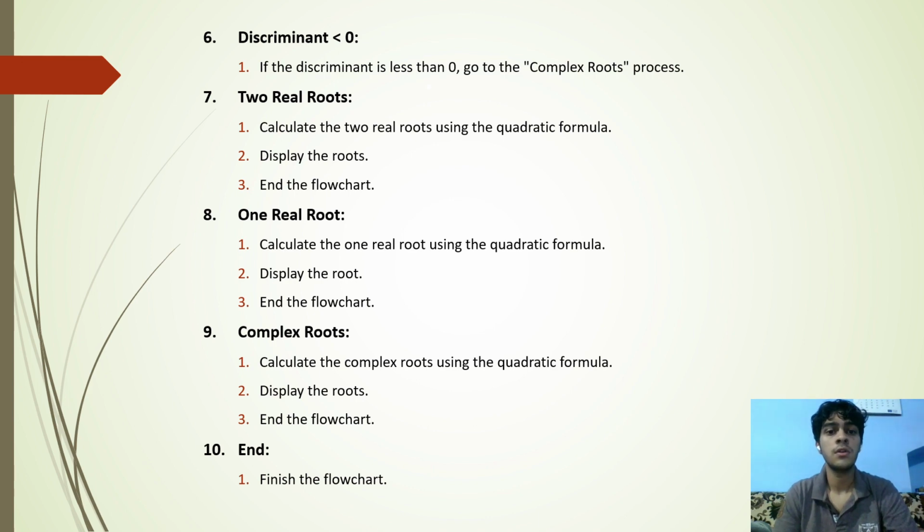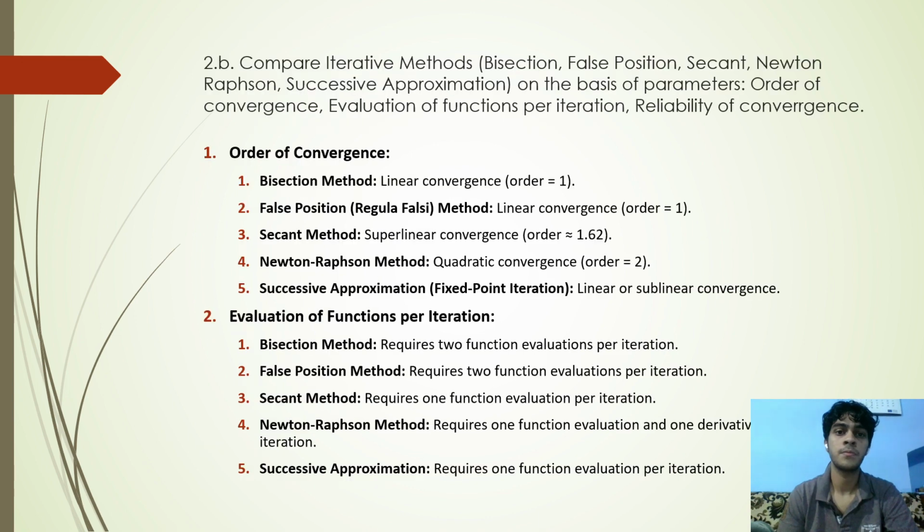Seventh, two real roots: calculate the two real roots using the quadratic formula, and display the roots. One real root: calculate the one real root using the quadratic formula, and display the root. Complex roots: calculate the complex roots using the quadratic formula, and display the roots. And the last step is end, finish the flowchart.